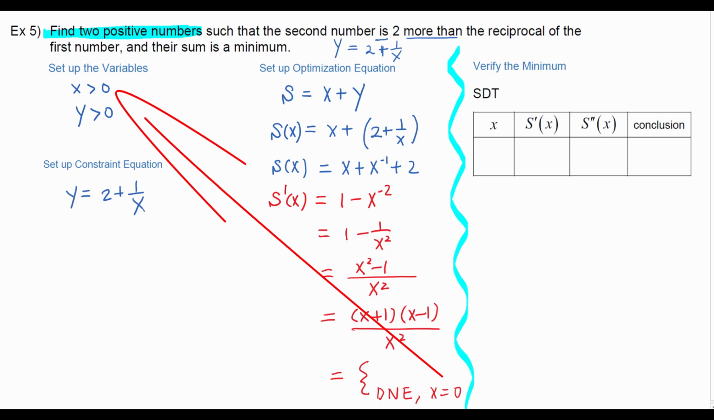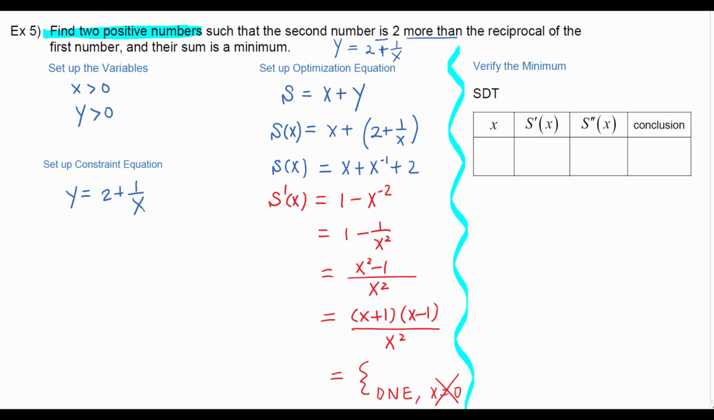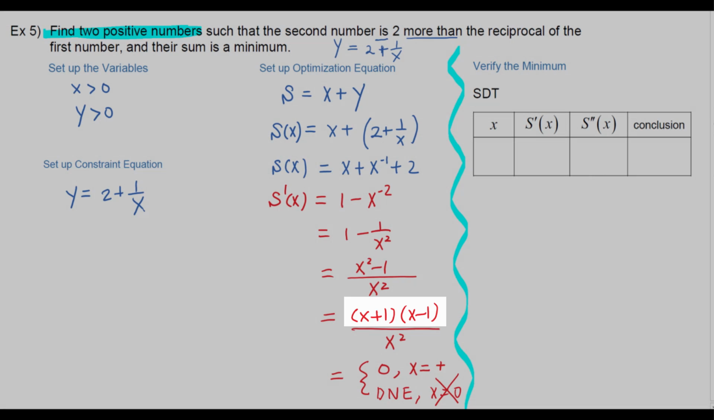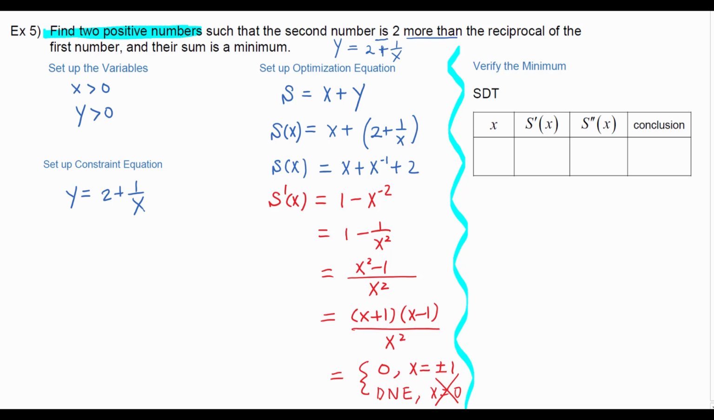But now go back to your domain. We're looking for a positive number x, and if x is 0, it's not positive. So we're going to disregard that. And my s prime will be 0 if the numerator is 0. And my numerator is 0 if x was plus or minus 1. But again, remember my domain is x has to be a positive number only. So the only critical number that I can take is x equal 1. This is my only critical number.